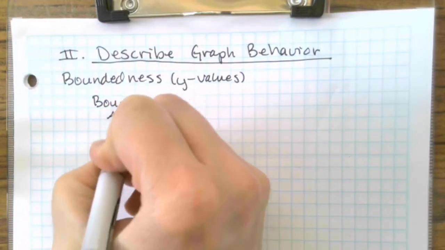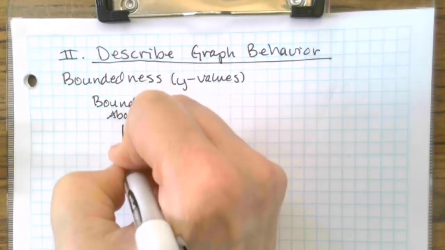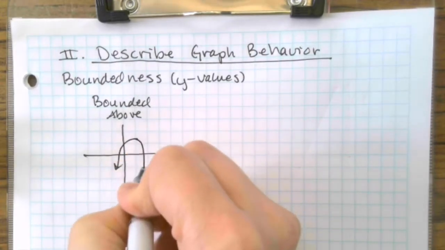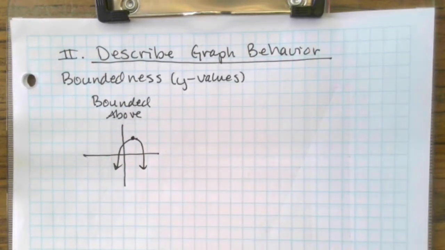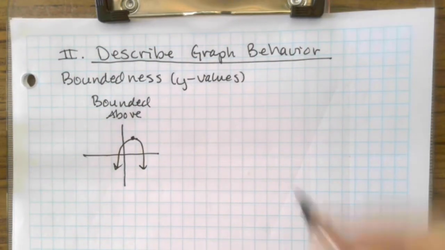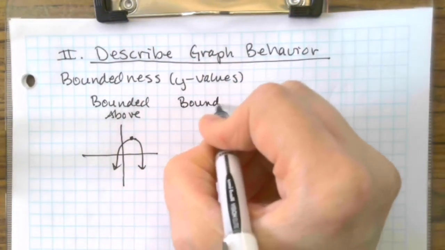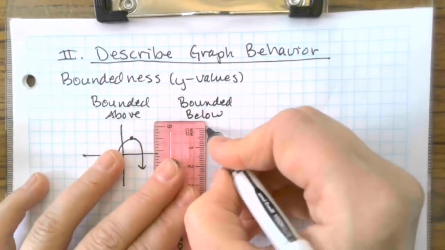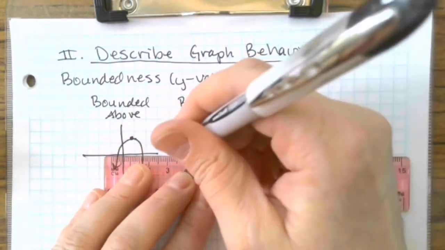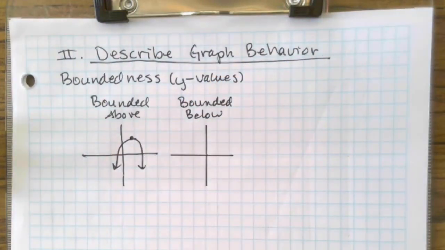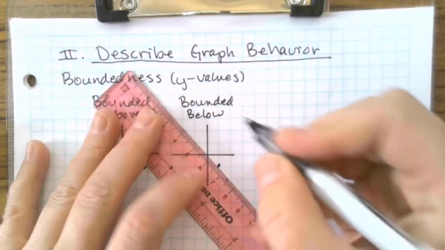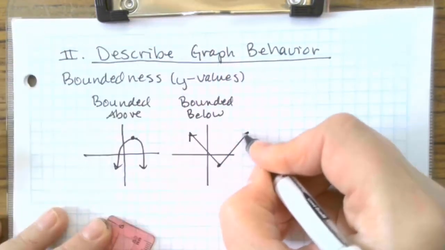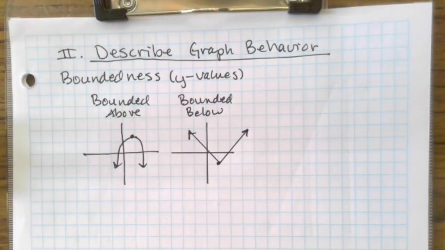If something is bounded above, it means that, and we're just going to do a sketch here, the graph turns around and goes the other way. It has a final point and it does not go any further. Bounded below, and I'm going to use a ruler because I totally cannot freehand lines. Okay, bounded below means it has a lowest point, like for example, an absolute value graph.